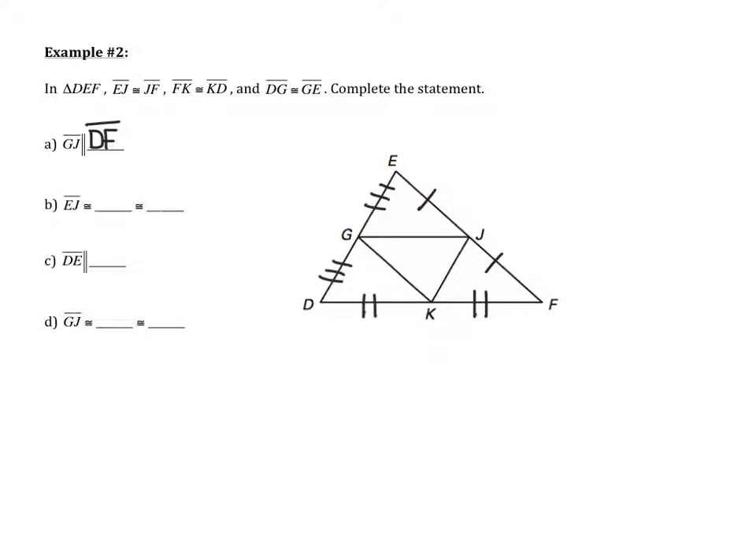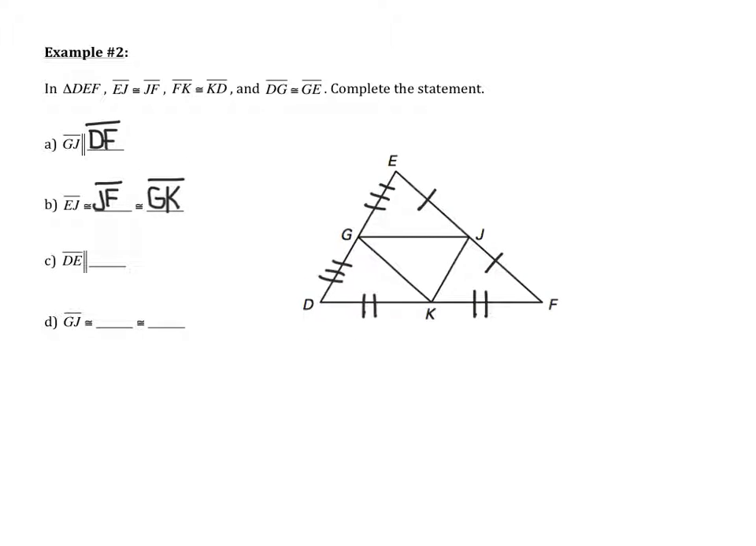Part B, segment EJ is congruent to blank and congruent to blank. So let's first identify where EJ is at. EJ is right here. We know that EJ is also congruent to JF. I would also know that this side is twice the length of the midsegment. So if the midsegment is half the length of this segment right here, and I know that this segment has been cut into two congruent segments, that means that each one of these segments would be congruent to the midsegment here, since together they are twice the length of the midsegment. So again, EJ would also be congruent to GK.